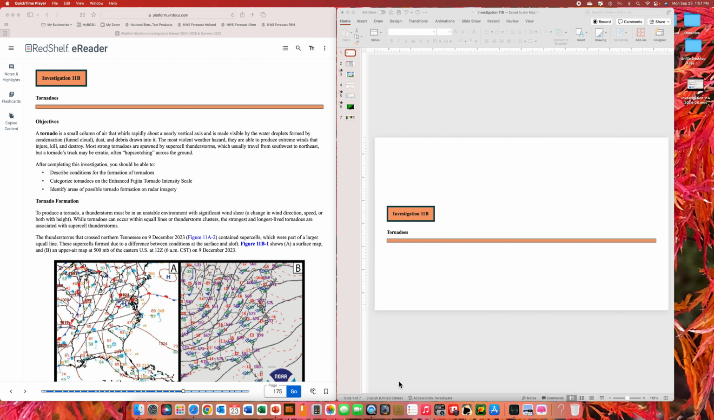This is investigation 11B, which is about tornadoes. I just recorded the video for investigation 11A a few minutes ago, and kind of stammered my way through that one. In this particular video, I'm going to focus a little bit more on that Logan County tornado that I mentioned in my video for investigation 11A.